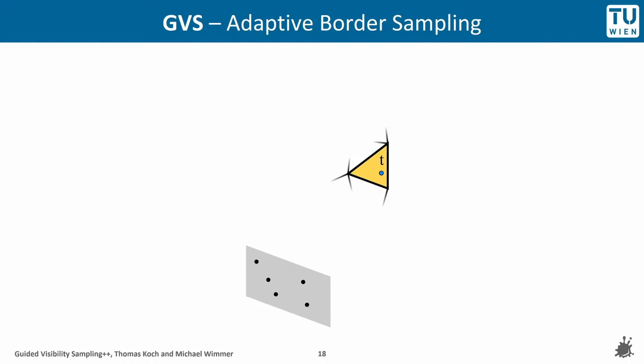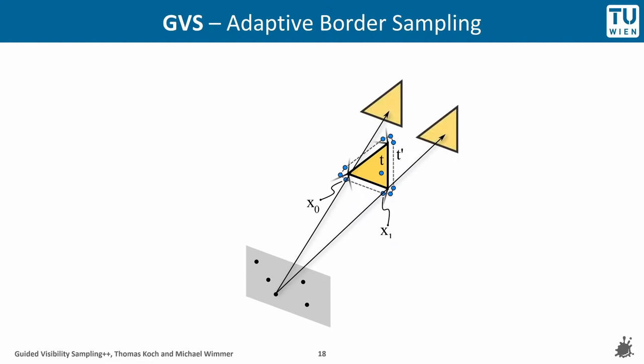Now the idea is to sample along the borders of this found triangle. And for this, a border polygon with 9 vertices is constructed. Next, those vertices are sampled. Let's say we sample x0 and x1. Now if sampling adjacent vertices like x0 and x1 here does not intersect the same triangle, then the edge between x0 and x1 is further sampled. That's the case here. And this edge subsampling continues in a recursive manner.